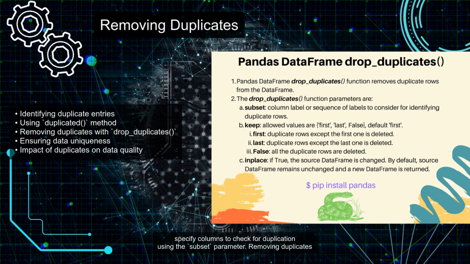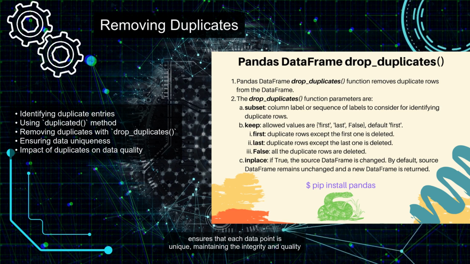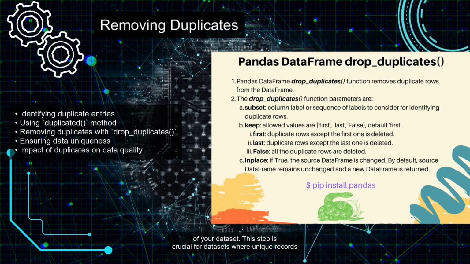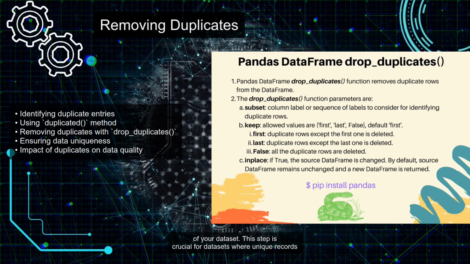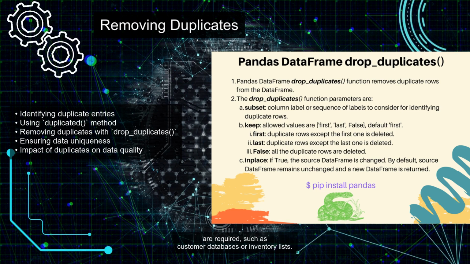You can specify columns to check for duplication using the subset parameter. Removing duplicates ensures that each data point is unique, maintaining the integrity and quality of your dataset. This step is crucial for datasets where unique records are required, such as customer databases or inventory lists.